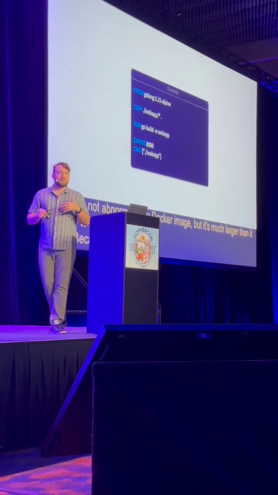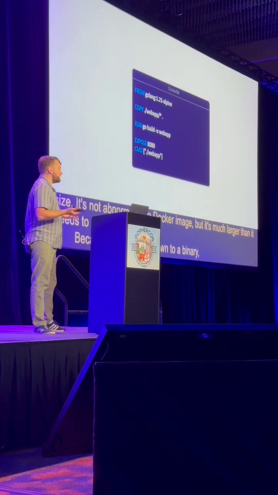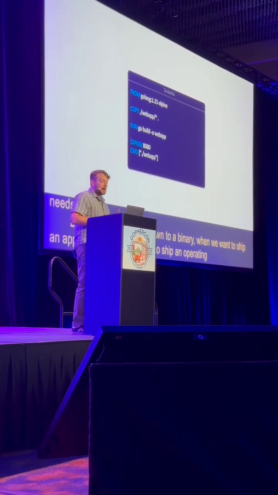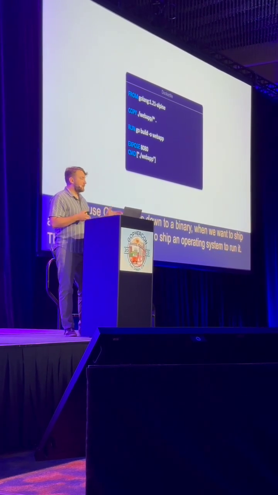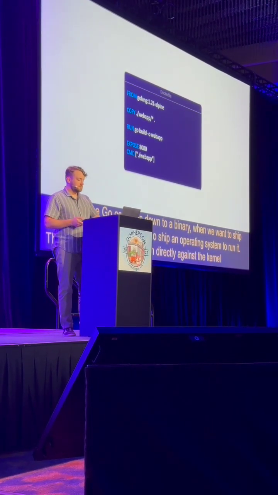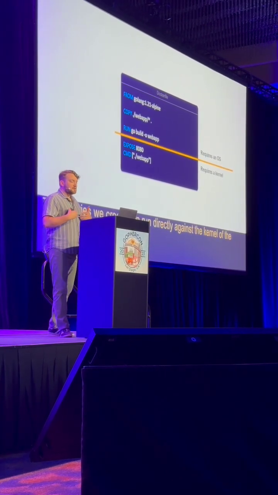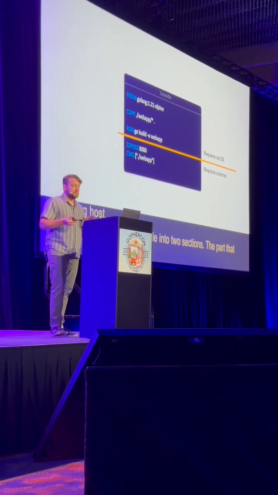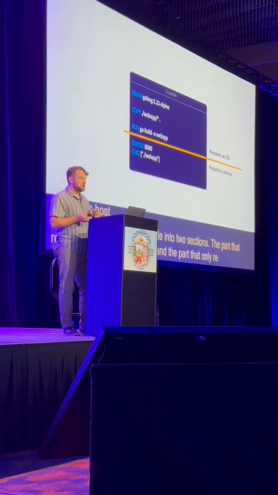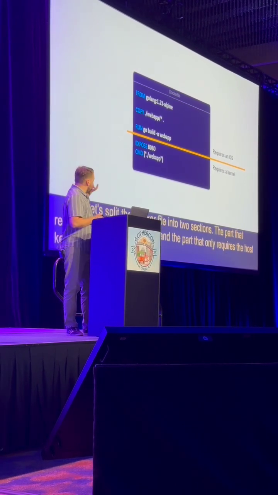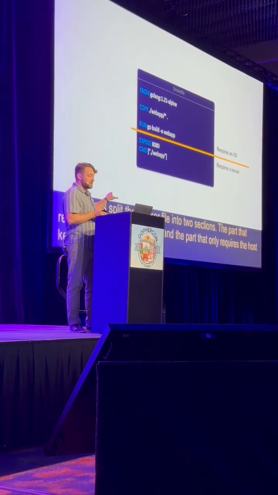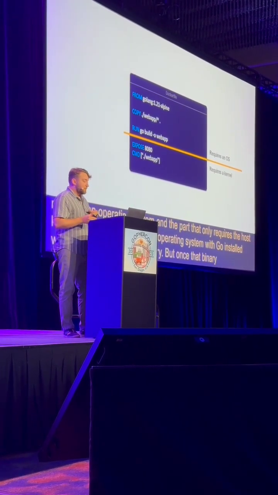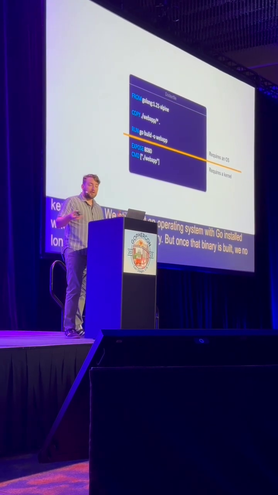Because Go compiles down to a binary, when we want to ship an application, we don't need to ship an operating system to run it. The binaries we create can run directly against the kernel of the underlying host. So let's split the Dockerfile into two sections. The part that requires an operating system and the part that only requires the host kernel to run. We still want an operating system with Go installed when we are building the binary. But once that binary is built, we no longer need Go or the operating system.